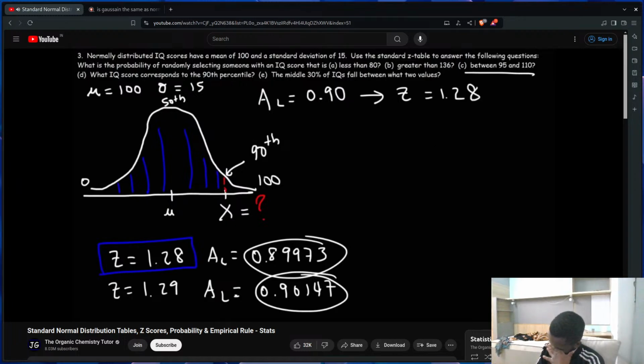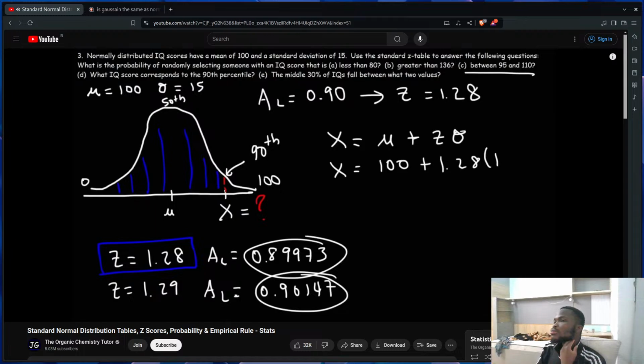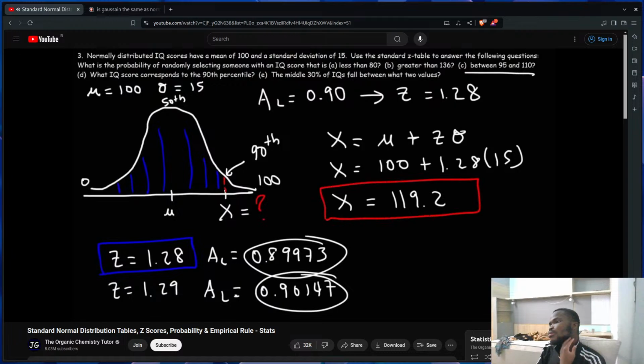So now that I have the z-score that corresponds to the 90th percentile, I can calculate the x value using this formula. X is going to be the mean plus z times the standard deviation. So the mean is 100, the z is 1.28, and the standard deviation is 15. So go ahead and type that in. The answer that you should have is 119.2. So this is the IQ score that corresponds to the 90th percentile.